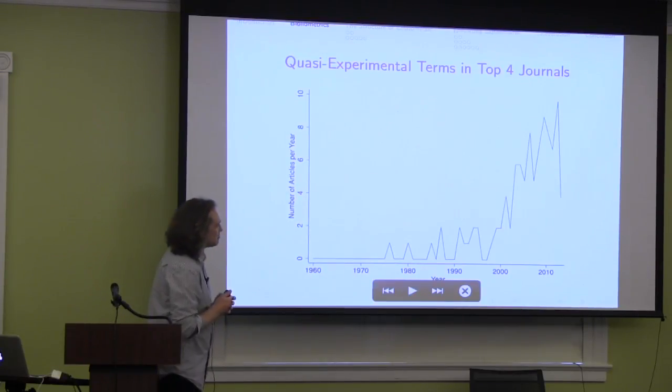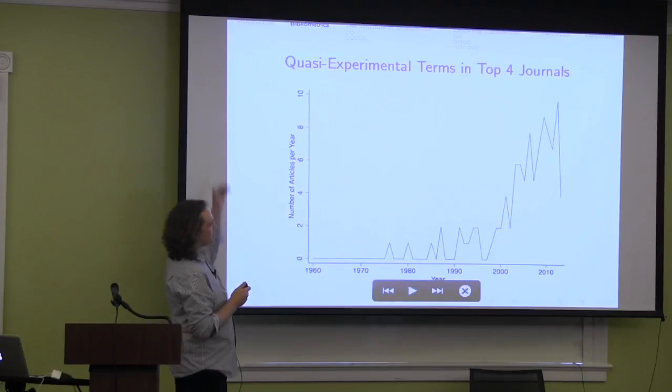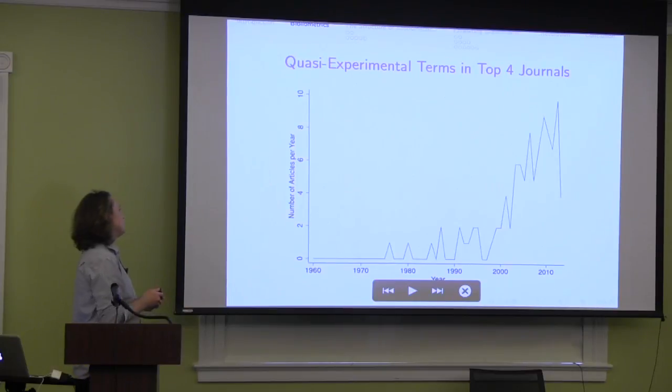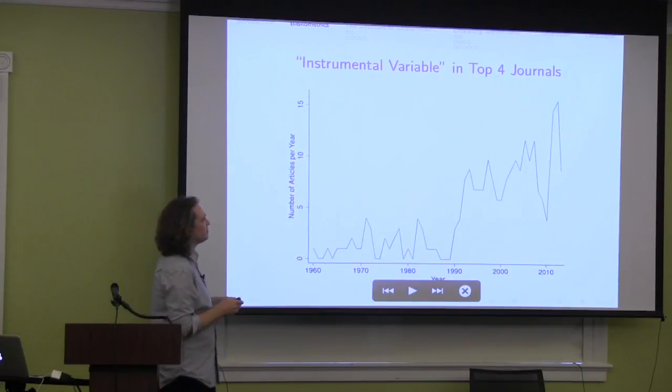I would time it around 1990, and I think we'll see that in some of the more qualitative examination. A very sharp upward tick here. The absolute level is still fairly small, but on a year-to-year basis, it is a large shift. We also did the search just for the words instrumental variable, and I think that parallels the same kind of transition.